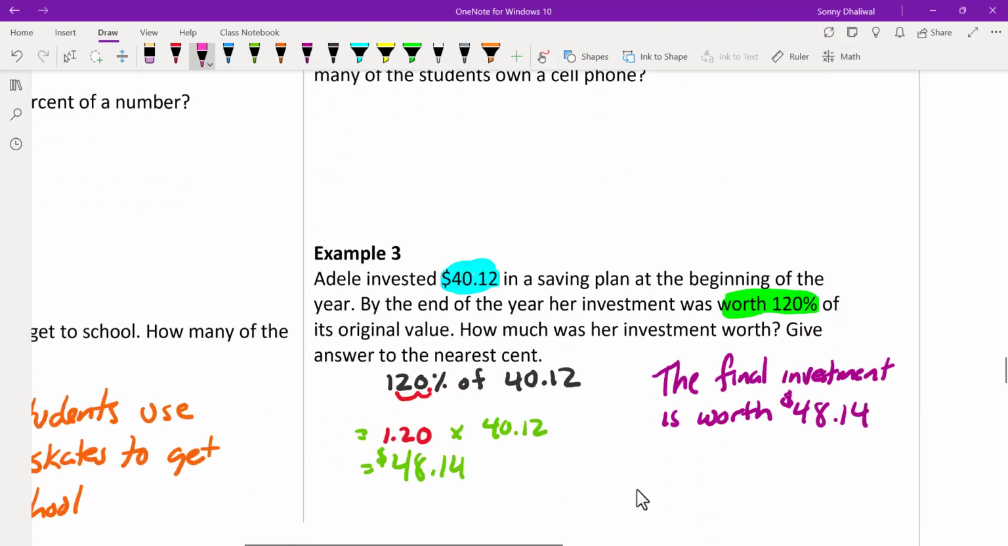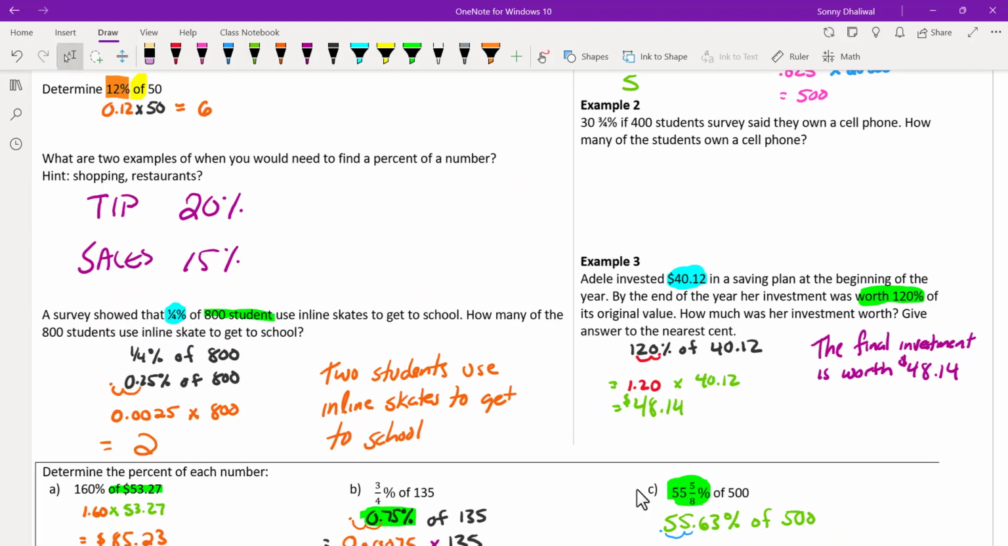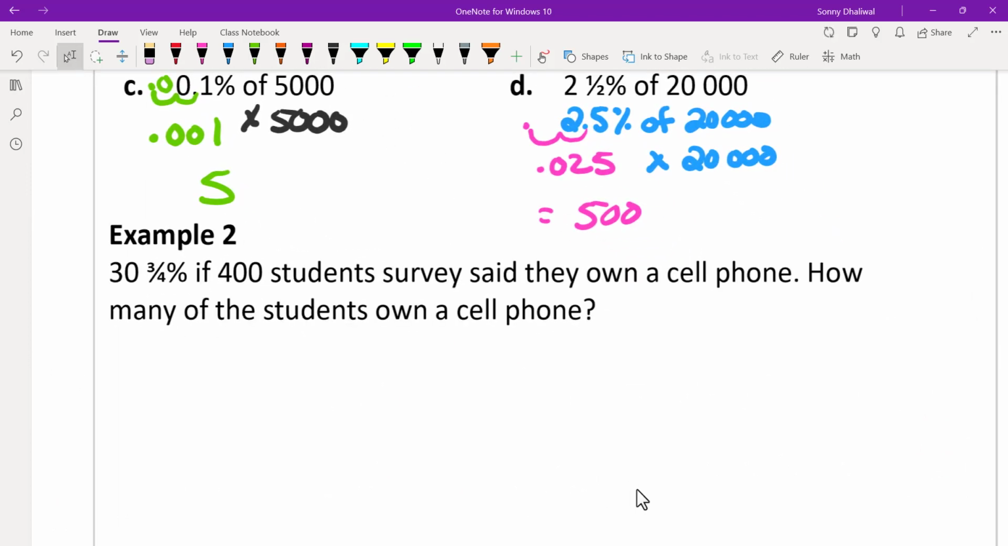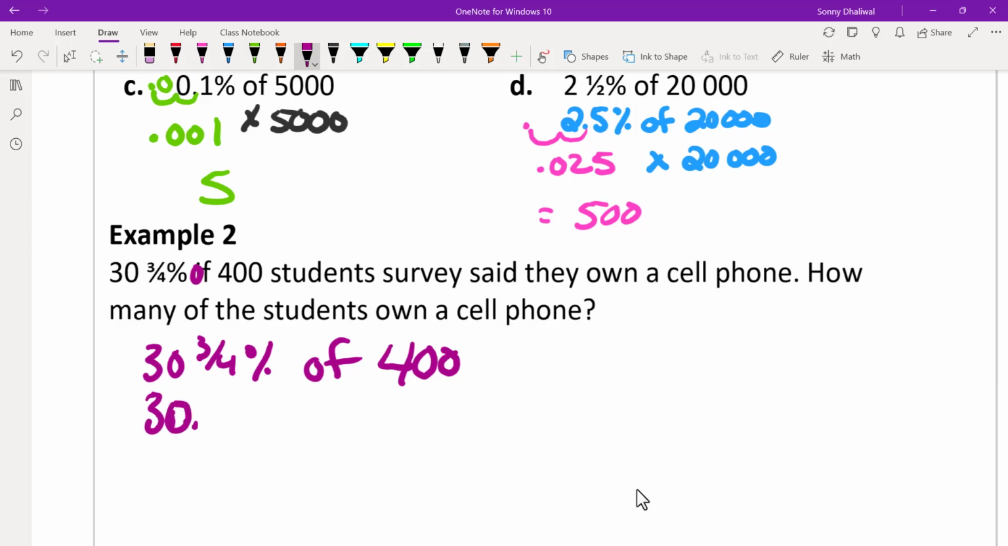Okay. Let's just do, I guess there's only one question left to do. 30 3/4%, well, that should be a typo here, of 400 students surveyed said they own a cell phone. How many of the students own a cell phone? Right? So 30 3/4% of 400. So, yes, Alice? Would it be 0.75? Yeah, so it's 30.75. So you get rid of that fraction.